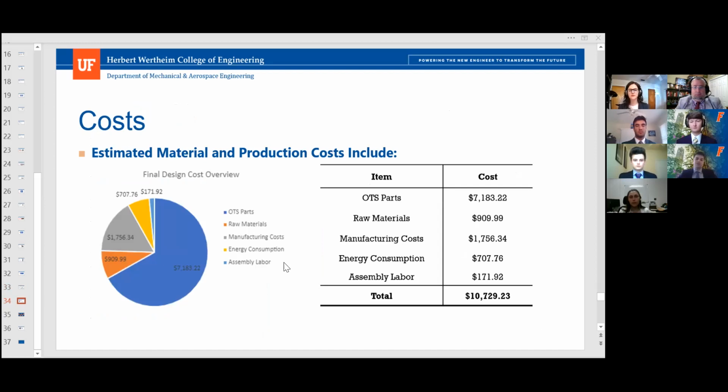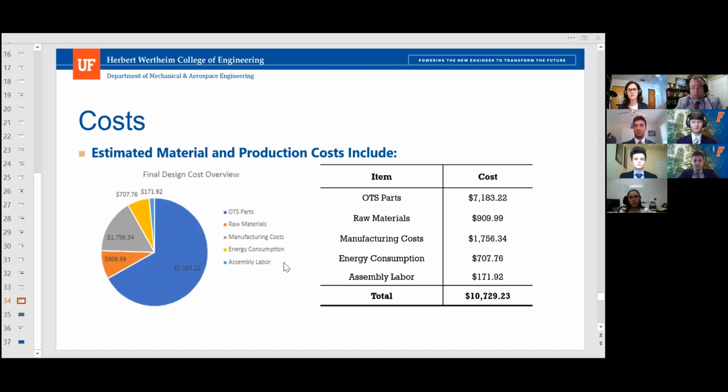So the total cost of the corrugator was determined to be around $10,729.23. Most of the cost comes from OTS parts, as many of the components, such as the OD and FDI sensors, were a lot more expensive than other materials, and we can't really make those in-house.